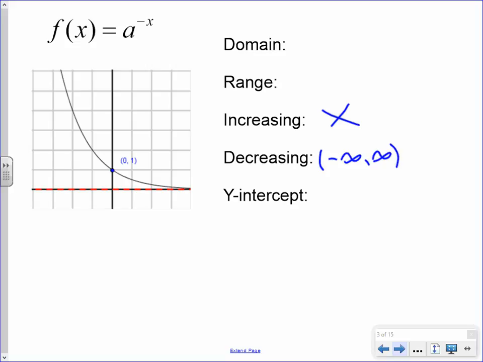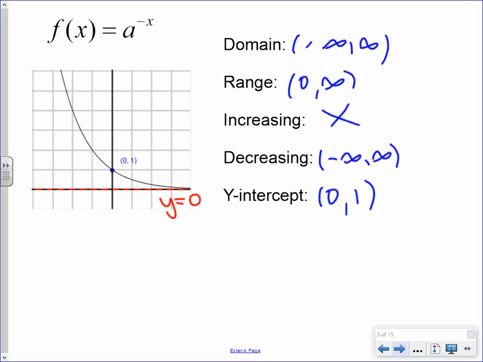Okay, the only thing that changes is a reflection, right? We still have a domain of all real numbers. We still have a range of 0 to infinity, and our y-intercept is still 0, 1. Okay, we have this asymptote here at y equals 0, saying, hey, we can't go past this.